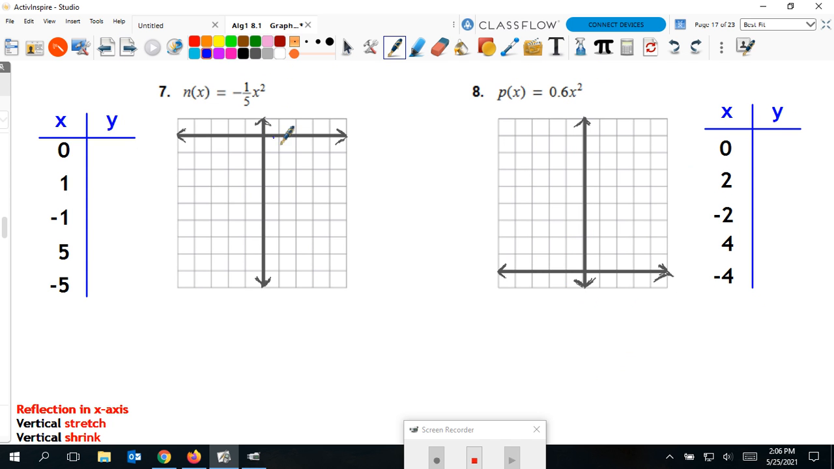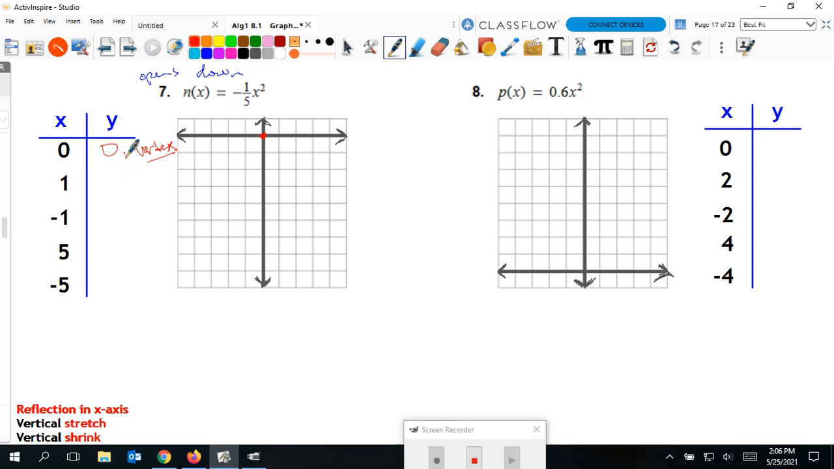7 and 8. So 7, again, we can see this one's opening down because it starts off negative, opens down. And if we plug in 0, we're going to get 0. So again, 0, 0 will be our vertex. It's our starting point always. That's why I put that on the top there, just so we start with the vertex. You get used to starting with the vertex point.